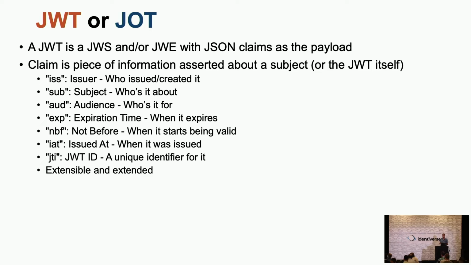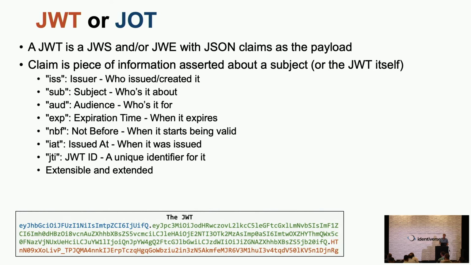A lot of people use their own claims. There's a lot of new claims that have been defined. You can pretty much put whatever you want in the JSON claims. Again, no one will see this, but here's a JWT.